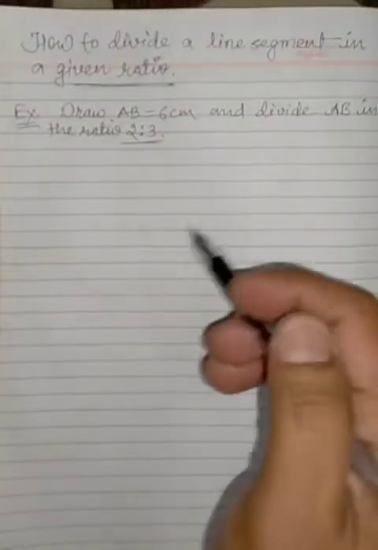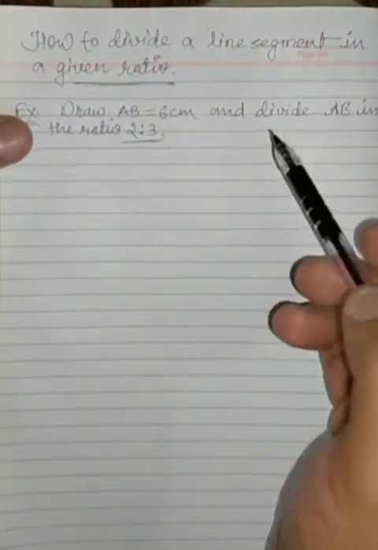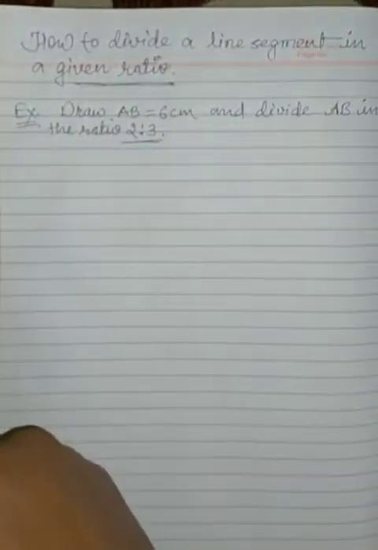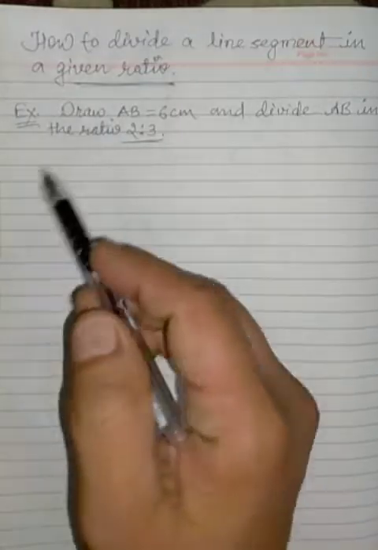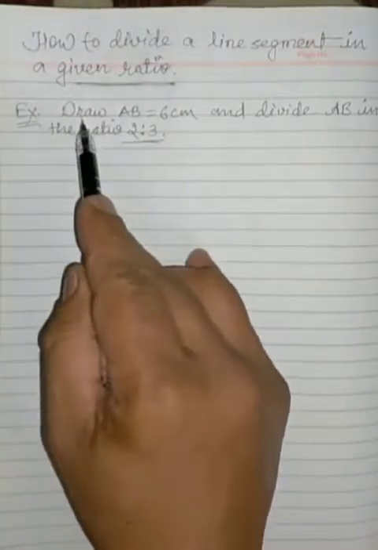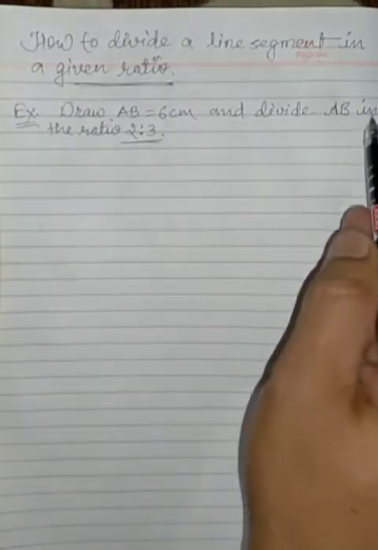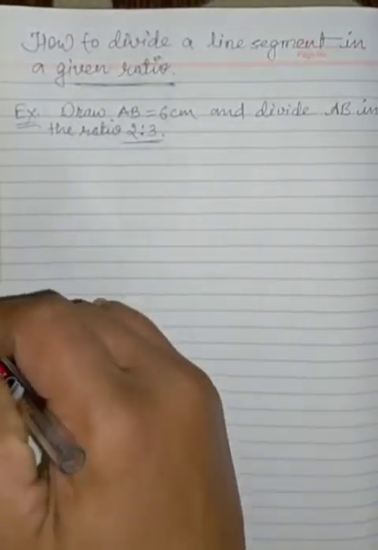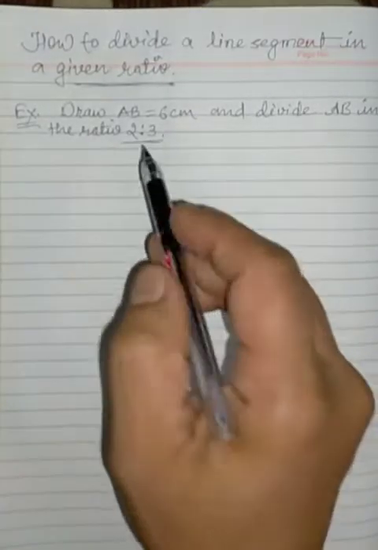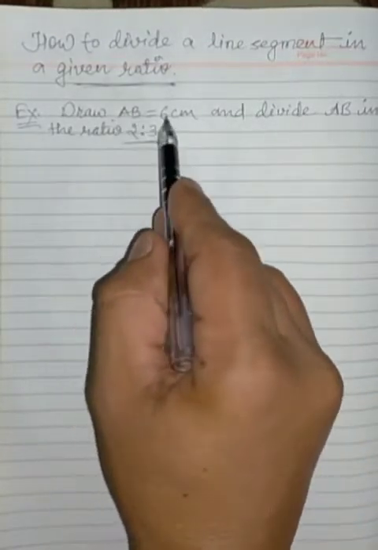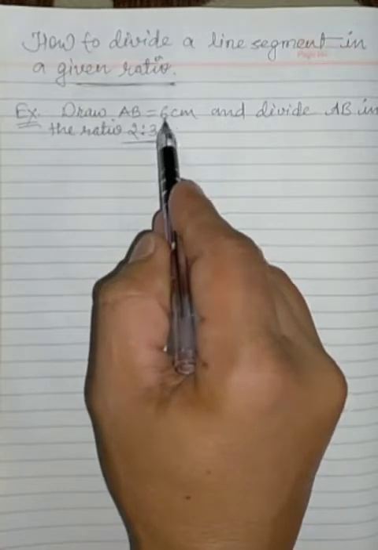In this video, we will try to learn and understand how to divide a line segment in a given ratio. To understand this, we have taken an example. Draw AB equal to 6 centimeters and divide AB in the ratio 2:3. One thing we have to keep in mind is that we are dividing AB in the ratio 2:3.